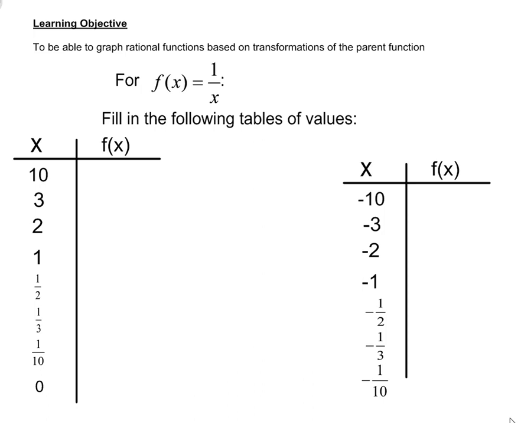Hello, the learning objective for this video is to be able to graph rational functions based on transformations of the parent function. So the parent function in this case is going to be f of x equals 1 over x, which you actually saw in Algebra 2a. So first, pause the video and fill out the following table of values. One for positive values of x, and the other for negative values of x.